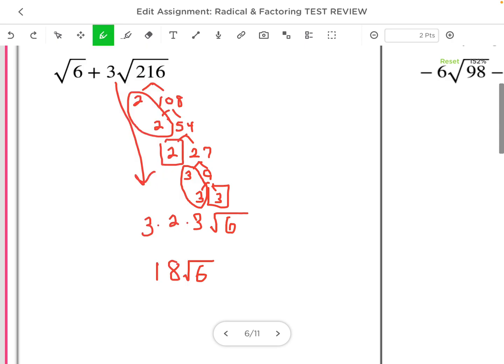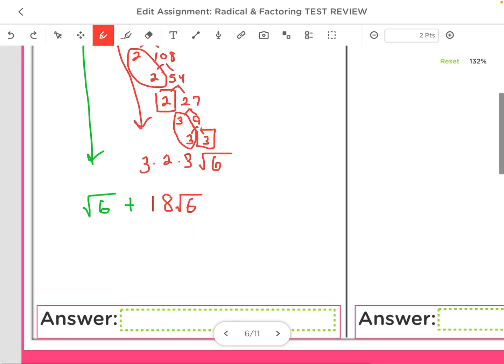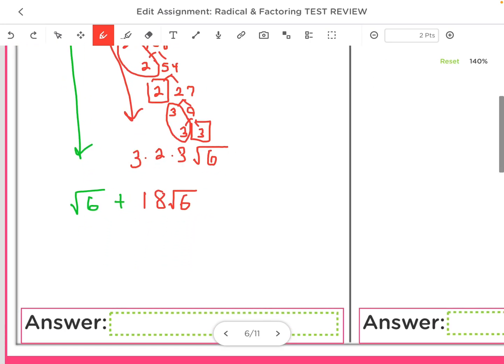And I'm adding 1 square root of 6 to 18 square root of 6. So don't forget that even though there's nothing written out front here, it is assumed that that is a 1. So then I'm adding 1 plus 18, giving me 19 square root of 6.